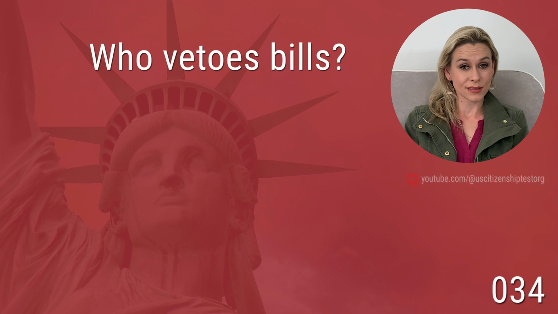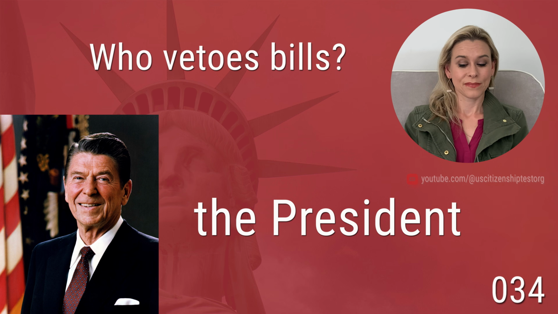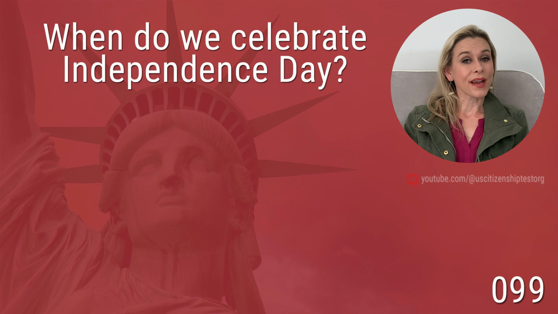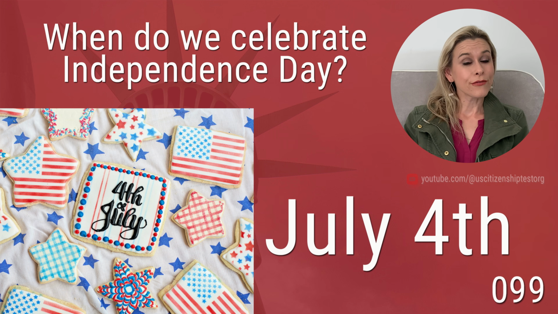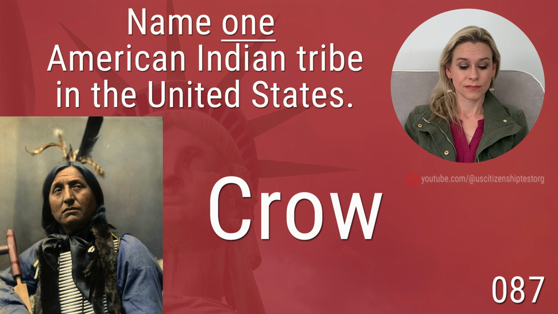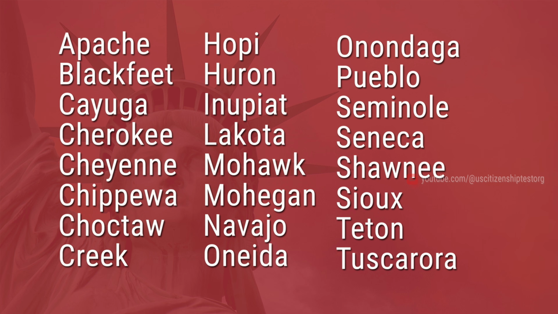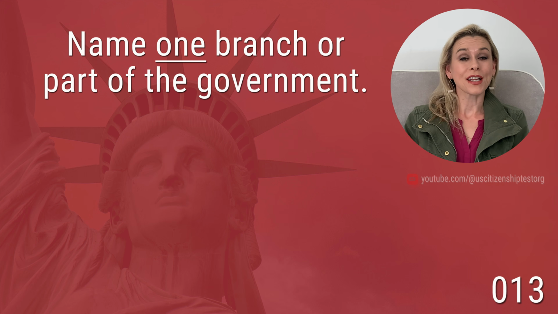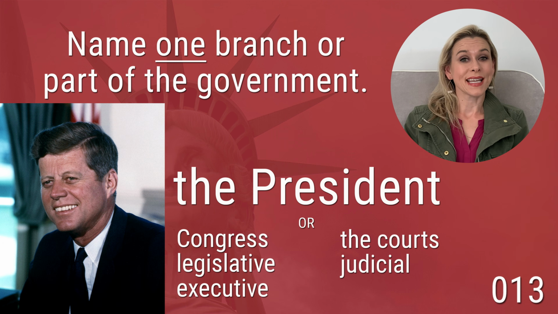Who vetoes bills? The President. When do we celebrate Independence Day? July 4th. Name one American Indian tribe in the United States. Crow. Name one branch or part of the government. President.